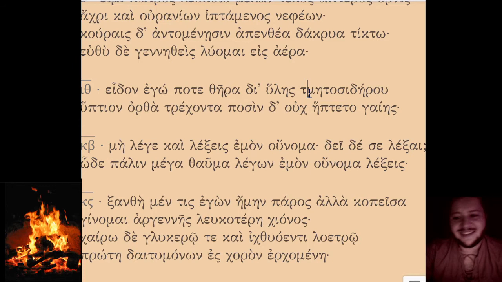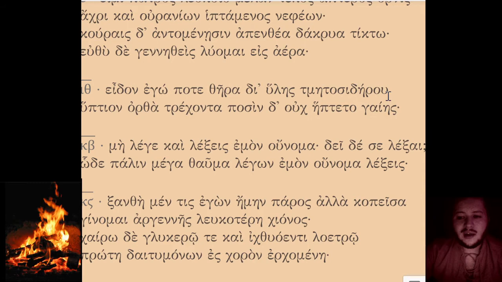Tmito is related to temno, which means to cut, and sidero comes from sideros, which is iron. So, cut with iron, and it's also genitive, so it's describing the wood. Once I saw a beast through wood that was cut with steel or iron. I don't think the idea is that there was an iron axe, and that this is literal wood. I think we should be thinking metaphorically here. Something that you cut with iron.